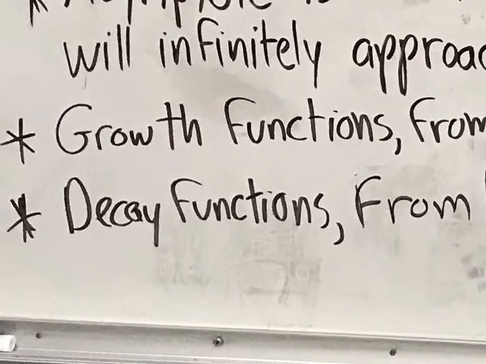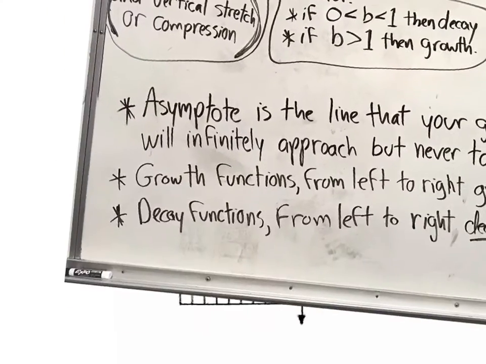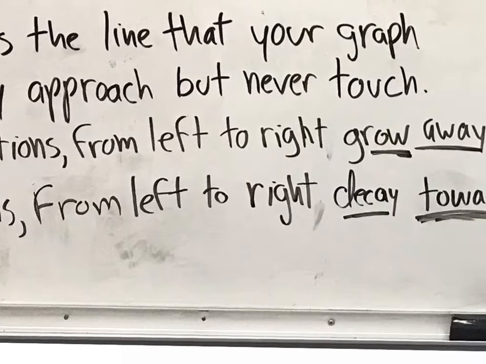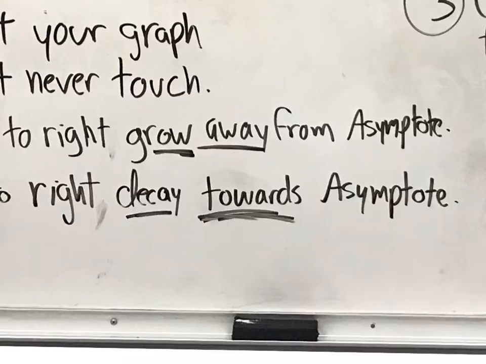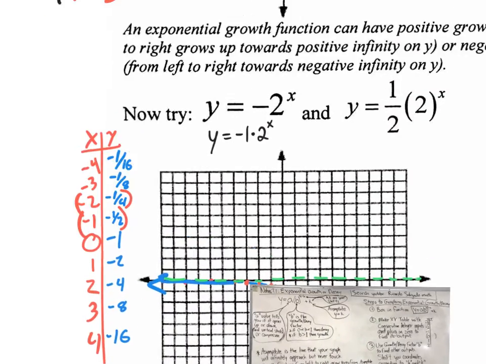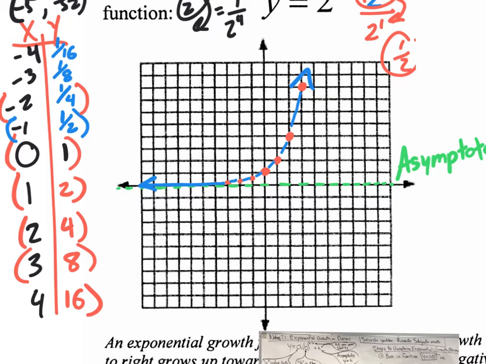Decay functions. Now, what do I mean by decay functions? If that b is like a decimal like 0.9 or a fraction like 3/4, if it's something less than 1, then it's a decay function. Decay functions from left to right decay towards the asymptote. So we haven't looked at a decay function yet, but let's say I had a decay function. It's going to start off as a huge y value somewhere up here, and it's going to decay towards that asymptote, infinitely approaching but never touching.